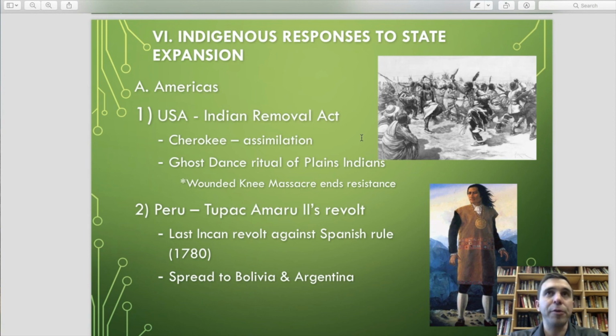He's actually captured. His family is executed before his eyes, before he's captured. But it's the last formal organized native resistance from an Incan's perspective against the Spanish in the Peru, Bolivia, and Argentina sections of South America along that seaboard. So there was native resistance in the Americas, and those are some examples that we could highlight.